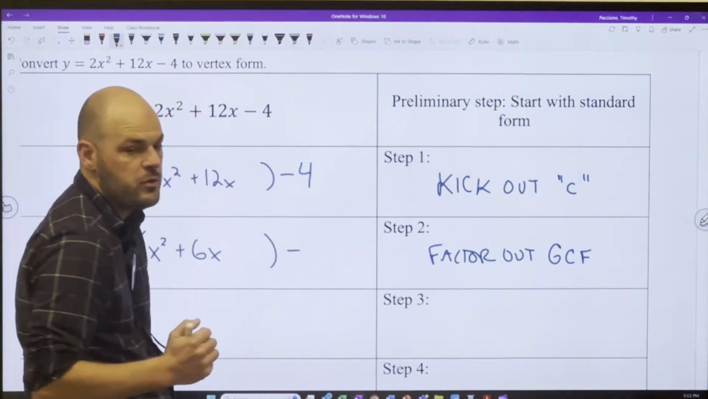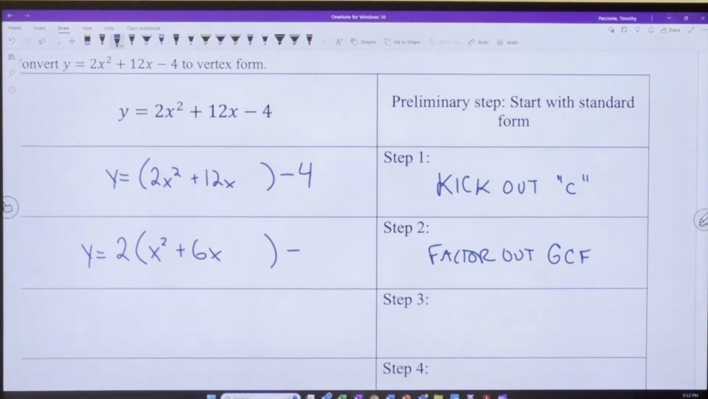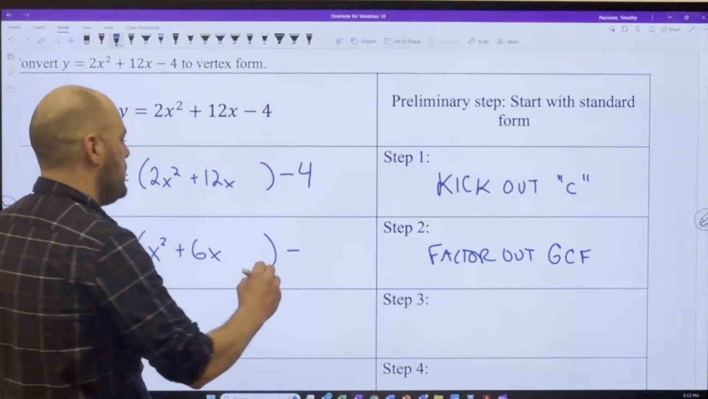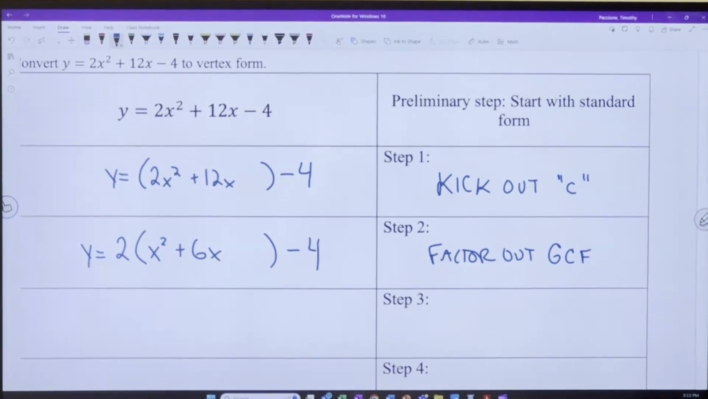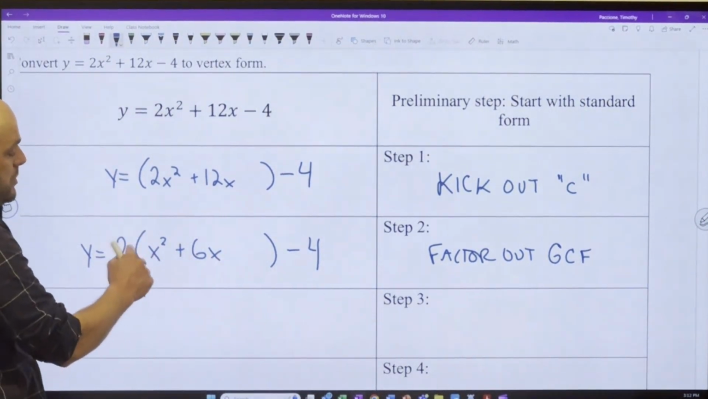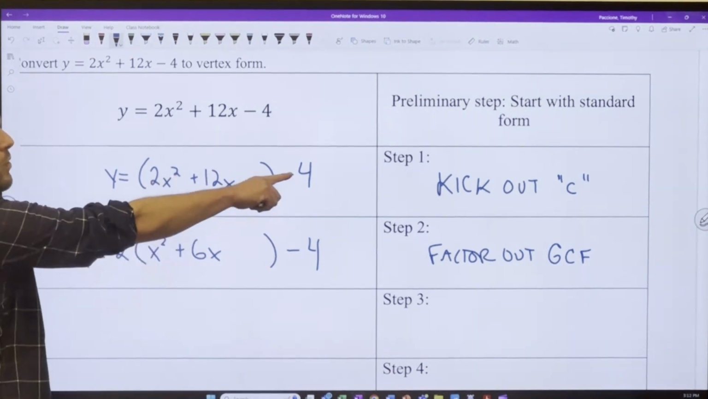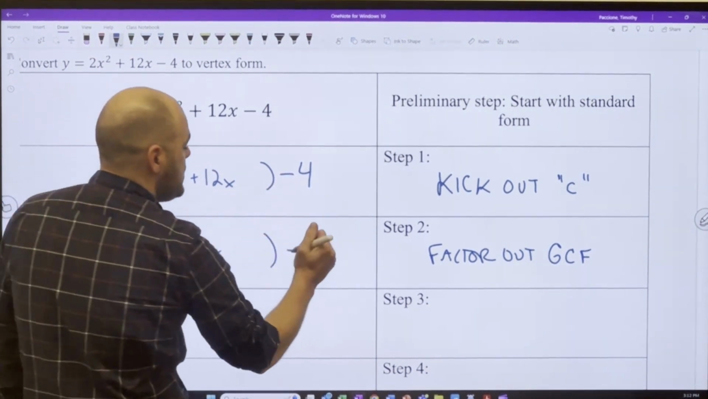Who thinks 2 and who thinks 4? 4. Why 4? It's not in the parentheses. You don't divide that last number. We're not factoring that out. We're only factoring out of the parentheses, right? The 2 is being pulled out of the parentheses. The 4 was on the outside. So it stays the way it is.